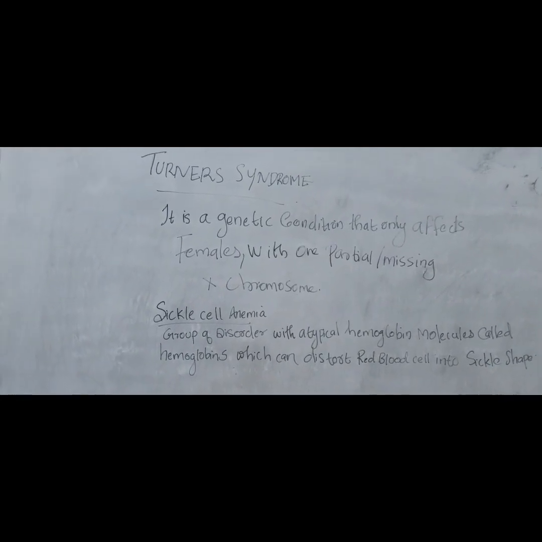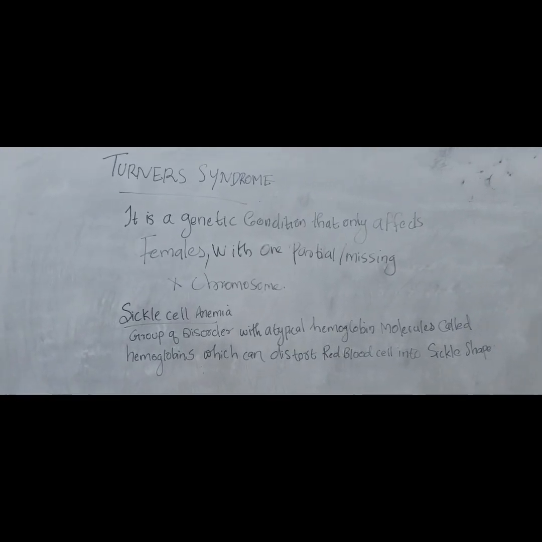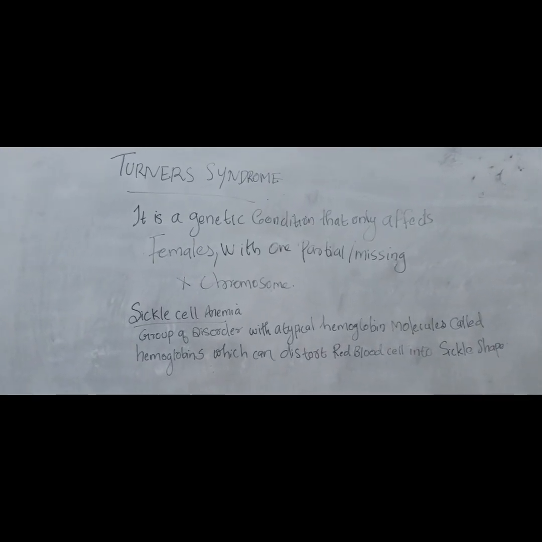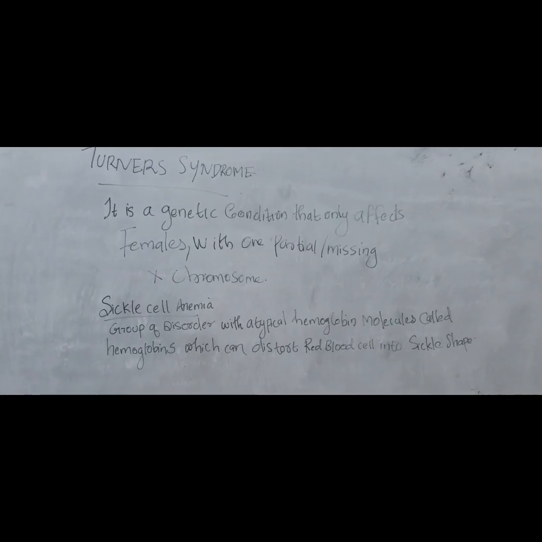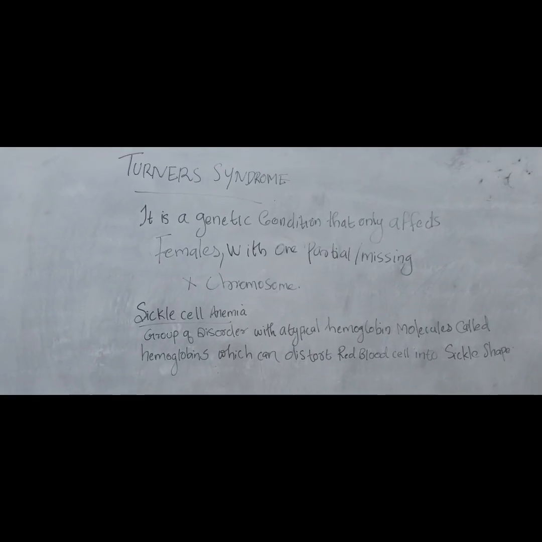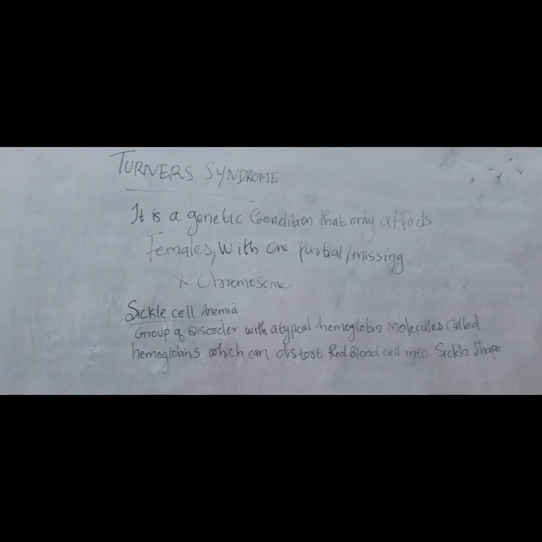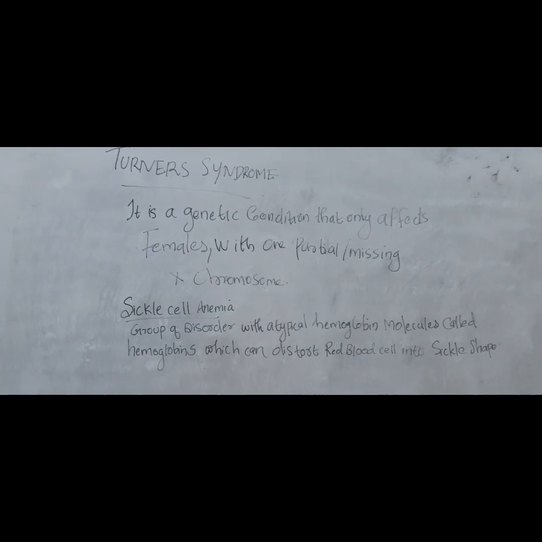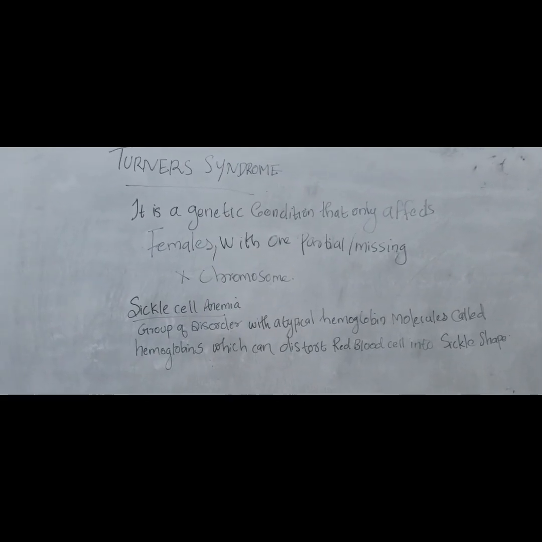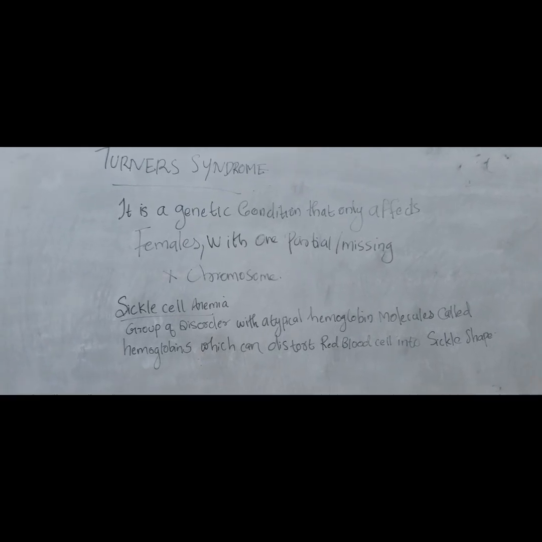When they ask you to list some chromosomal disorders, you can write Turner syndrome as an example. Then sickle cell anemia: it is a group of disorders with atypical hemoglobin molecules called hemoglobin S, which distort the red blood cells into a sickle shape.